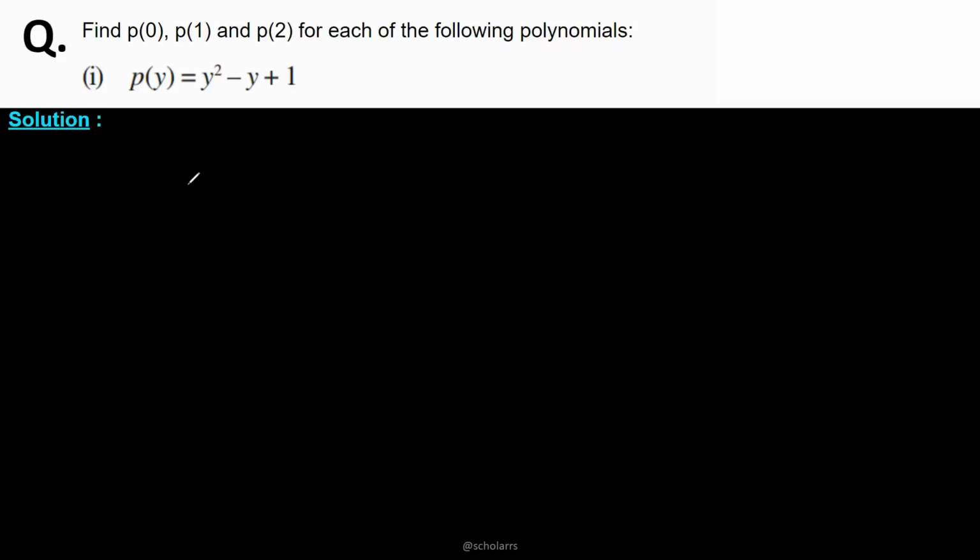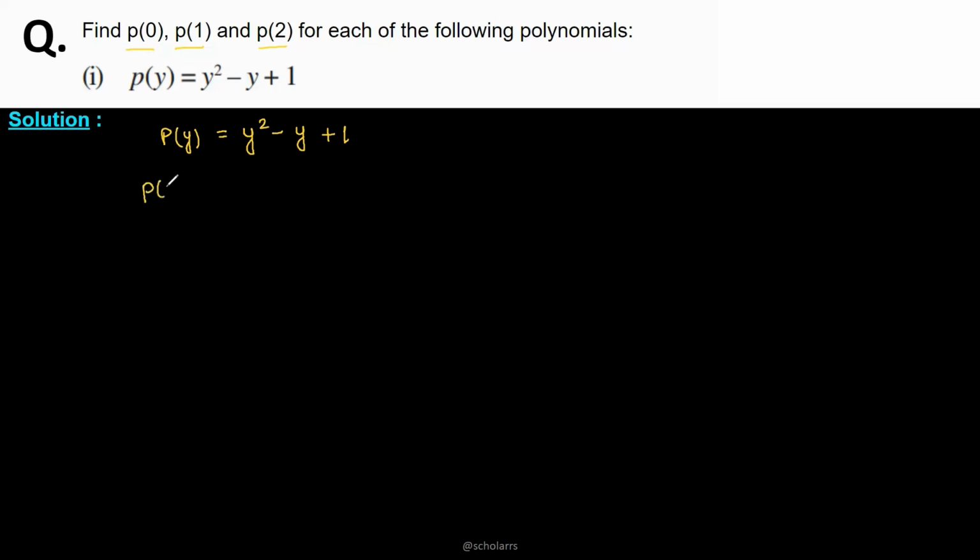In this question, we have to find P0, P1 and P2 for each of the following polynomials. So let's start with part number 1. Question number 1. So P(y) is equal to, what is given here? P(y) is equal to y square minus y plus 1, right? We have to find out the value of P0, right?